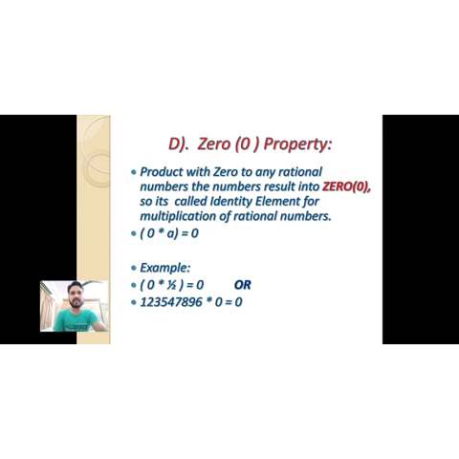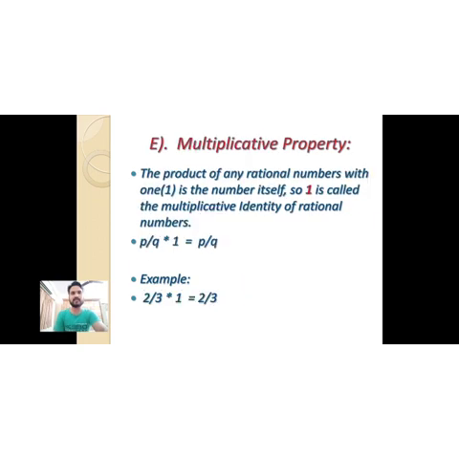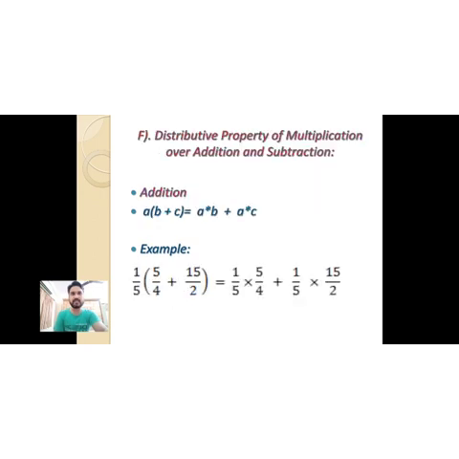The zero property means 0 multiplied by any rational number, the answer is 0, or any number multiplied by 0, the answer is 0. The multiplicative property: any rational number multiplied by 1, the answer is the number itself. Okay, any rational number multiplied by 1, the result is the number itself.